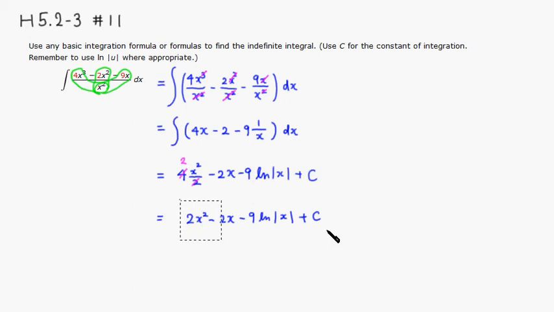Let's see. This thing is a little slow. I don't know what's going on. Oops, yep. Alright, so that's that.